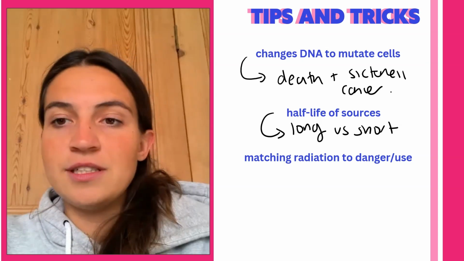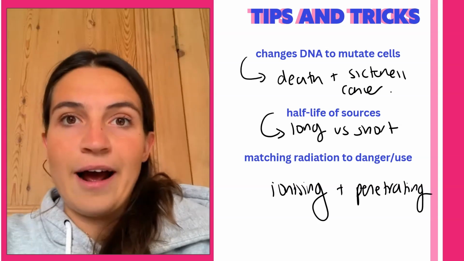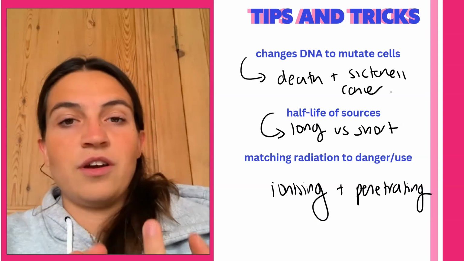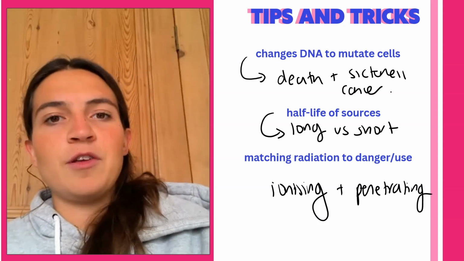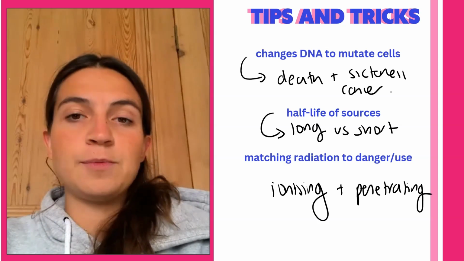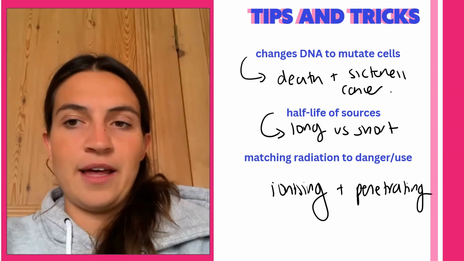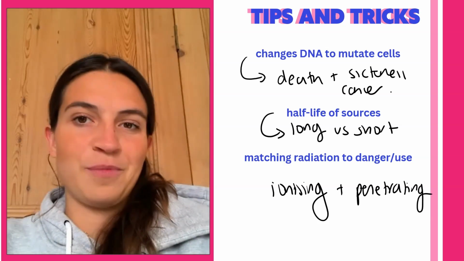Matching the radiation to the danger and use, you want to consider how ionizing and how penetrating your radiations are. So alpha most ionizing, then beta, then gamma; gamma most penetrating, then beta, then alpha. And there'll be a balance between those two properties that you would need to mention if you're trying to choose a particular type of radiation.